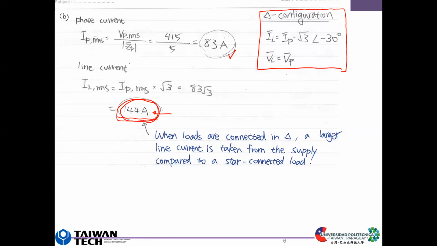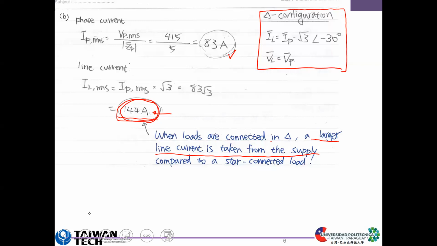So when loads are connected in delta, even though they are the same loads, a larger line current is taken from the supply compared to a star configuration. Okay, so this is their difference. For the three-phase system, this is the type of question you will be given in the final exam.